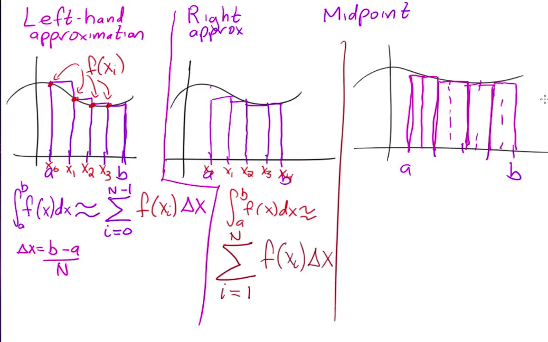Notice what happens if you think about the same function: the left-hand approximation, in that picture, is overestimating, right? The right-hand approximation is underestimating. So an obvious solution would be to average the two, right? Yeah, exactly.